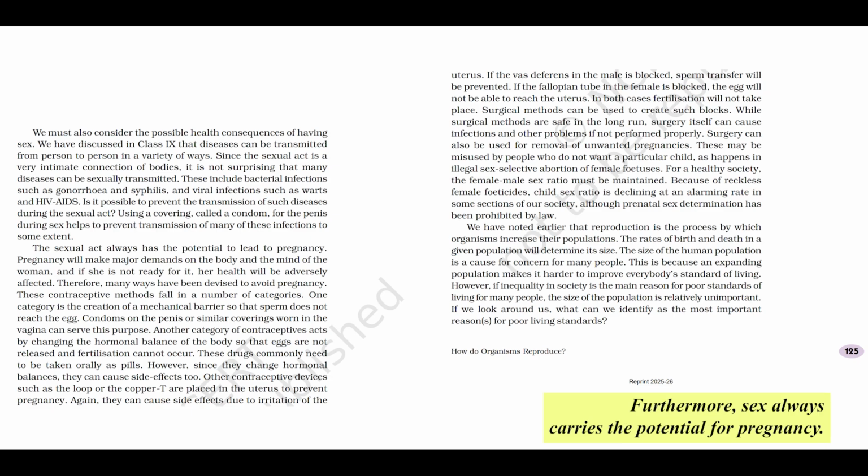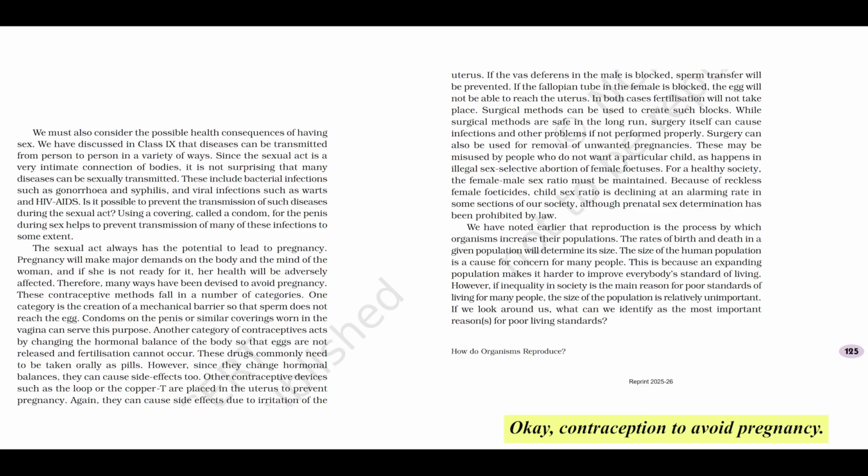Furthermore, sex always carries the potential for pregnancy. Pregnancy places huge demands, physical, emotional, and financial, on the woman. If not ready, her health, the child's well-being, and the family's well-being could be affected. Therefore, various methods exist to avoid pregnancy, called contraceptive methods, or birth control. They fall into categories.